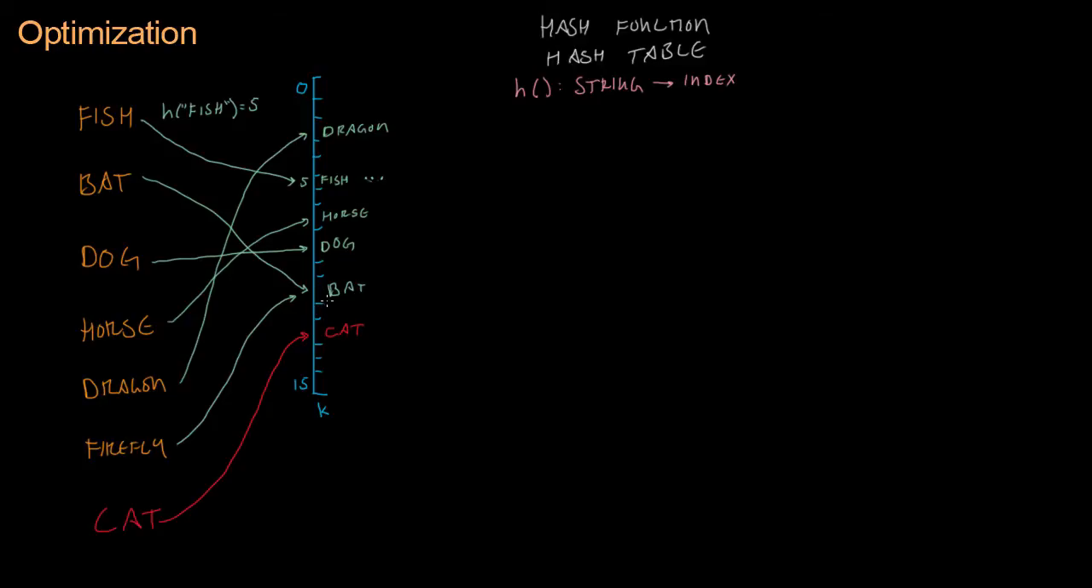And it's entirely possible because there are only k entries in this hash table. And you may have an infinite number of names that you can have. You have very many names, but they have to fit inside a hash table of size k. So it's possible that two names could be put into the same index. And so that's called a collision.